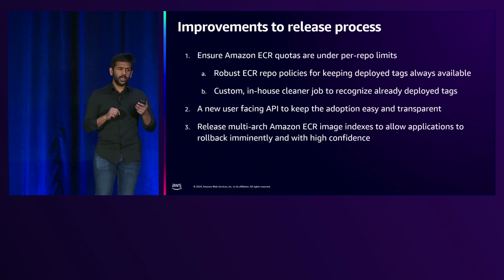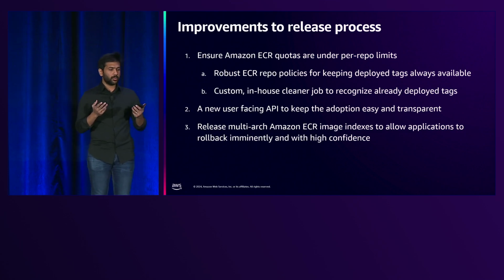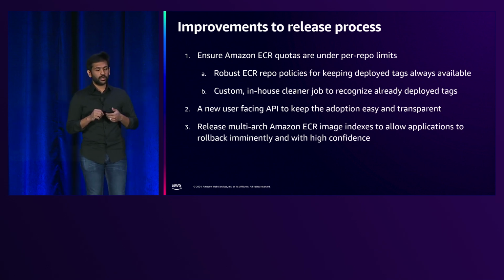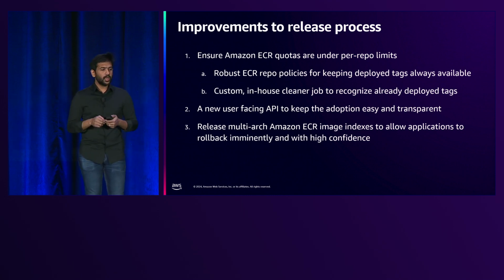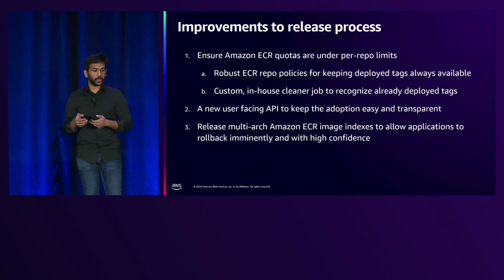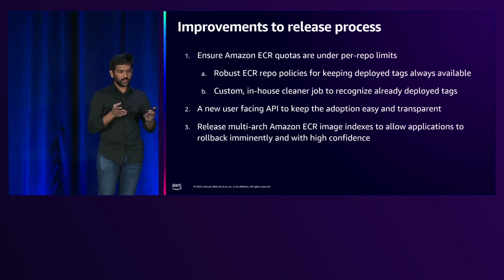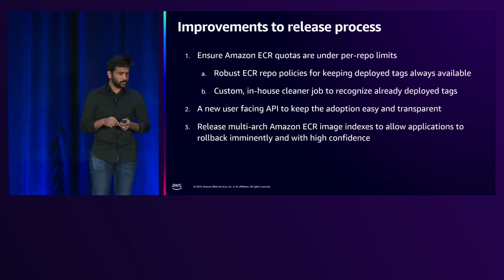And lastly, obviously, AWS ECR has certain quotas for how many images a particular repo can have. As we have doubled the number of images that we were releasing, we had to make sure that we don't exhaust the limit at any point. So we added some robust ECR repo policies to make sure all the latest and the deployable tags are always available. And we also built an in-house cleaner job that can recognize already deployed tags as well as the latest, say, 1,000 tags and retain them while deprecating the old ones.